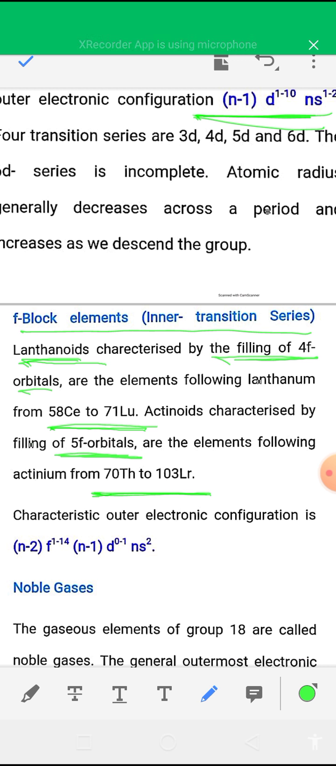Now the characteristic general outermost electronic configuration of lanthanides and actinides, that is, F block elements, is (n-2)f1 to 14, (n-1)d0 to 1, ns2. This is the general outermost electronic configuration of F block elements: (n-2)f1 to 14, and (n-1)d0 to 1, and ns2.